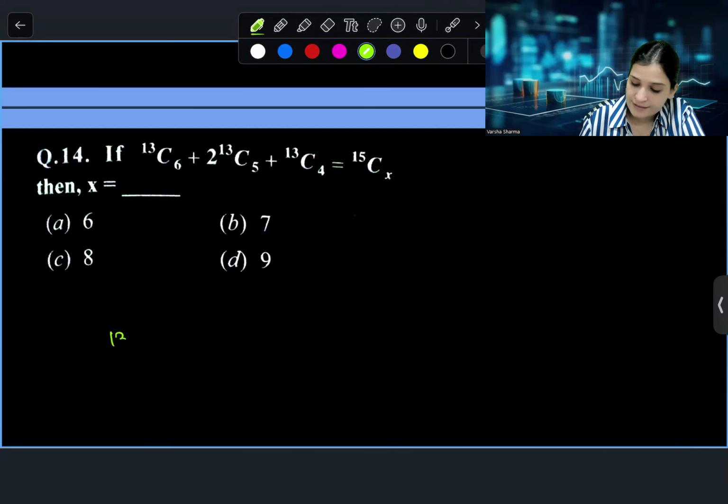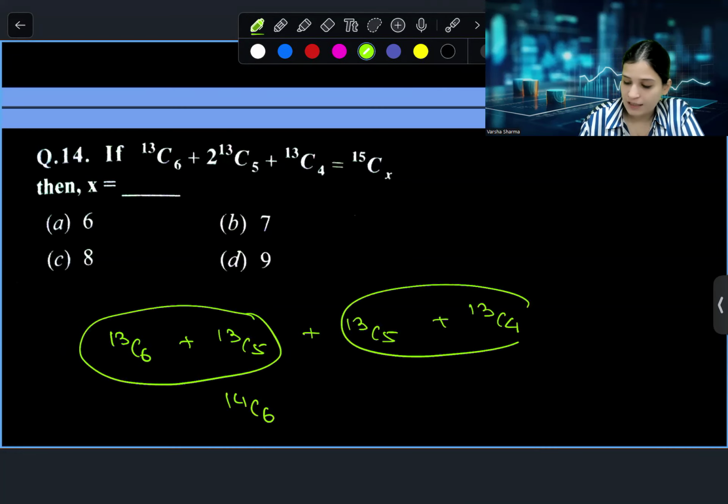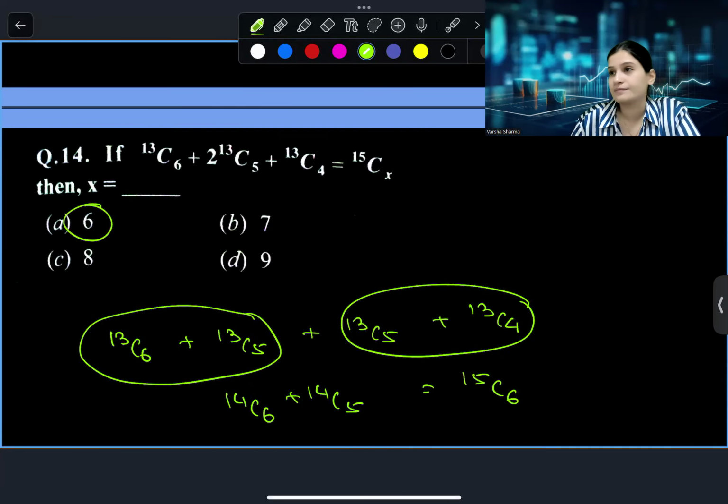See this one, 13C6. It is twice. So I can write it twice. Plus 13C4. Here applying the formula 14C6. Here applying the formula 14C5. Again applying the formula 15C6. So X will be 6. 14, 14, same, 5 and 6 consecutive.